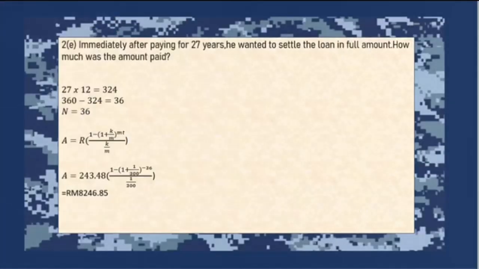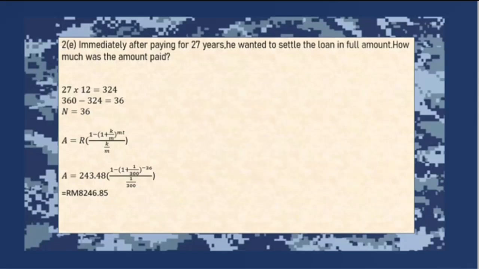2E, immediately after paying for 27 years, he wanted to settle the loan in full amount. How much was the amount paid? So the first equation is 27 times 12 equals to 324. After that, 360 minus 324 equals to 36, means N is 36. After that, we use the formula A equals to R in the bracket of 1 minus 1 plus K over M in the power of MT over K over M.